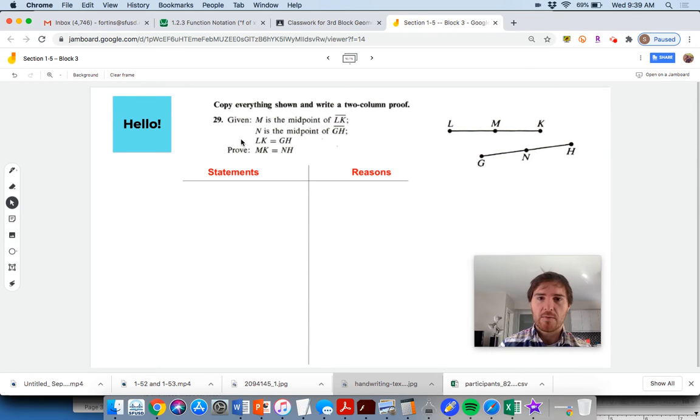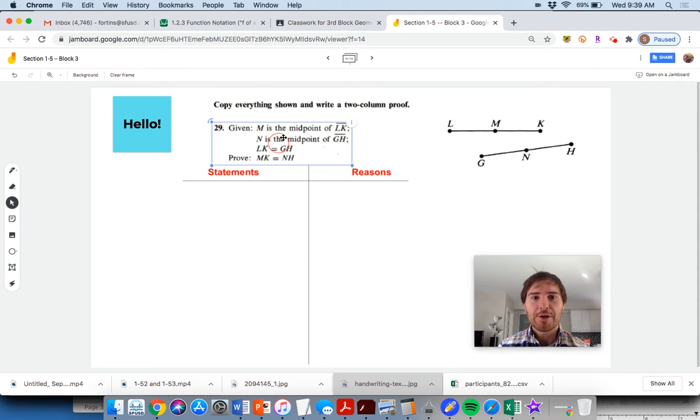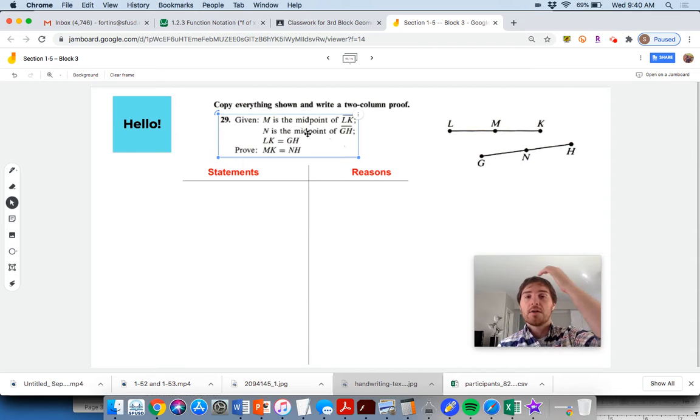Anyways, looking at this one here, we can keep in mind some of the things you could be doing right now to make your life a little bit easier on this one. One thing I want to call out is that it says copy everything shown and write a two-column proof. So always write out your givens, and write your proof statement here. So you're just organized, because as you're writing it out, you're going to realize some things. For instance, as soon as you start writing midpoint, you might think, well, I'm going to use the midpoint theorem at some point. What can I say about the midpoint theorem?